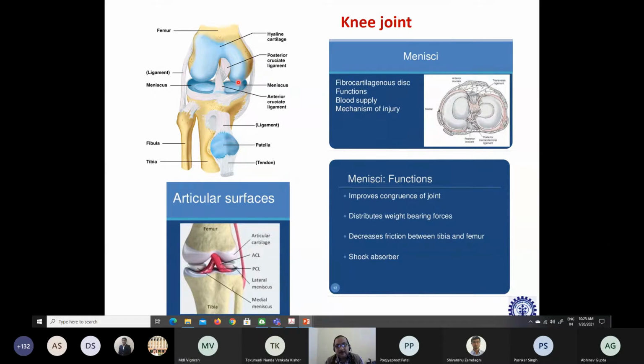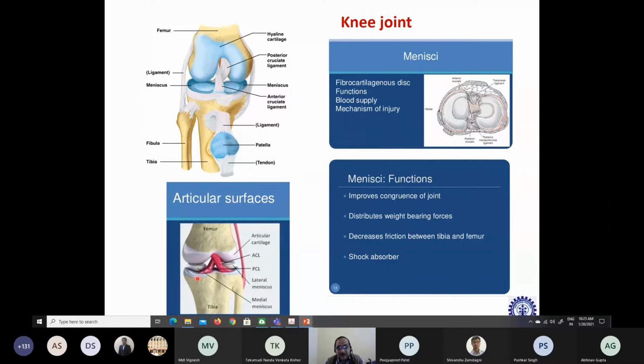Apart from the cartilage, especially in the knee joint, there is the presence of another soft tissue, which is known as the meniscus. If you can see here in this picture, this is the medial meniscus, this is the lateral meniscus. So this is the lateral side where the fibula is attached. This is the lateral meniscus, and this is the medial meniscus.